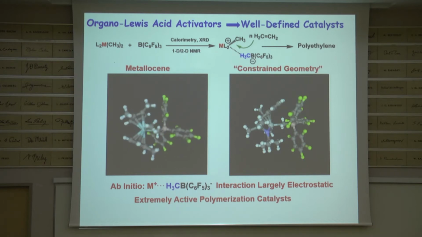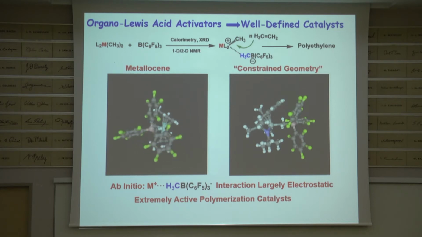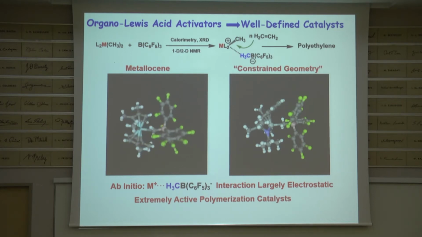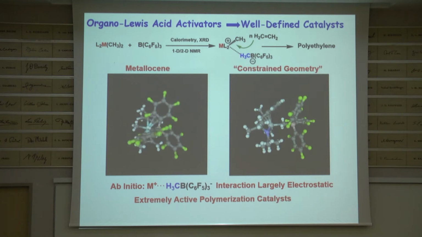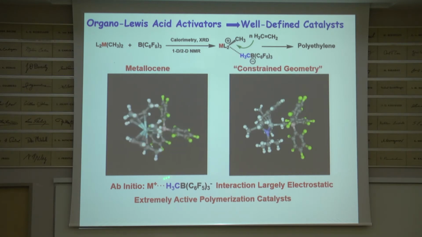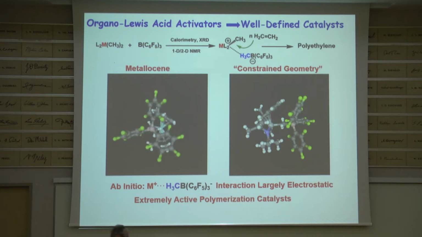Here's the methyl group here where the olefin will insert, and it turns out you can vary the structures and the stereochemistry such that I can feed it propylene and get isotactic polypropylene or syndiotactic, so it's very, very well defined. And let's look at the constrained geometry catalyst now.